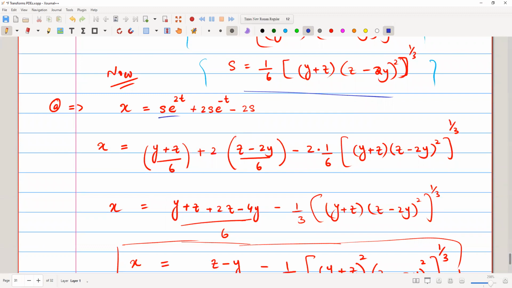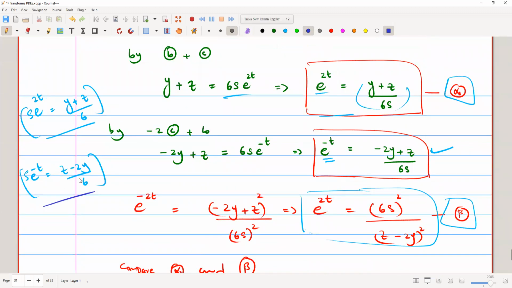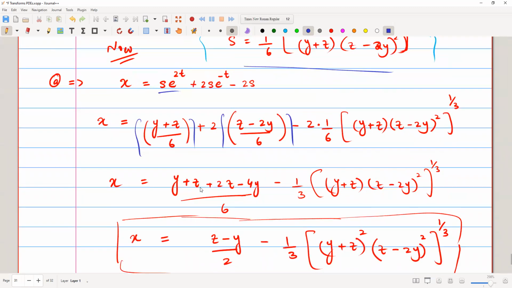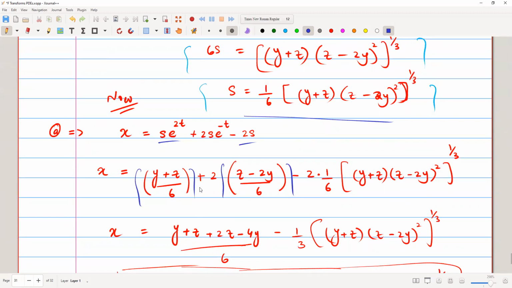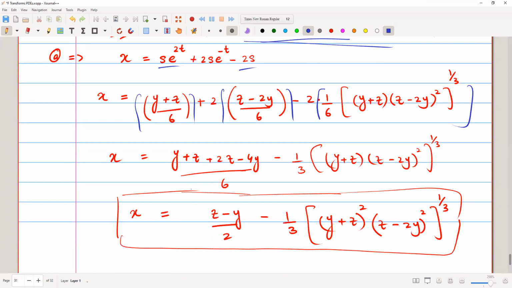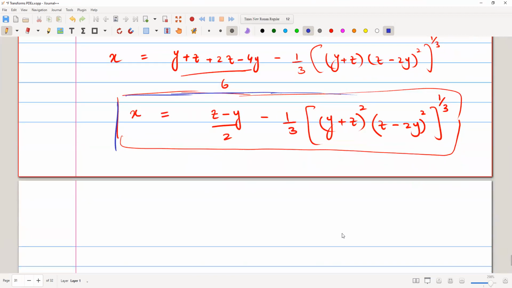So x equals s e to the power 2t, which is this thing, and then 2 times s e to the power negative t. We have constructed s e to the power negative t equals (z minus 2y) over 6, and s e to the power 2t equals (y plus z) over 6. Then negative 2 times s, where we plug in the result for s, and by taking the LCM and simplifying, we get the desired result for x.